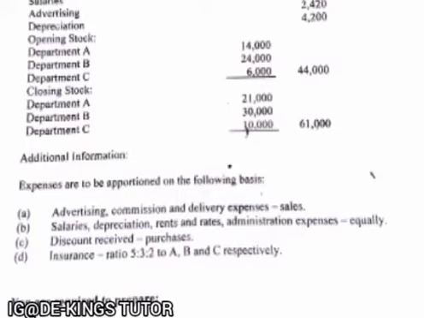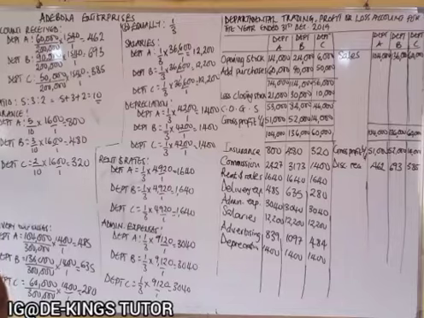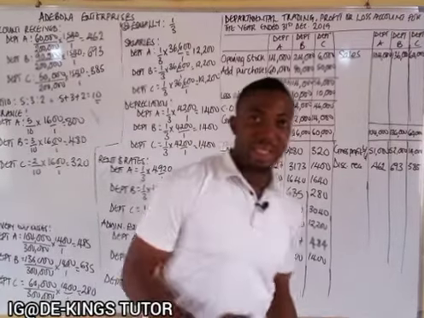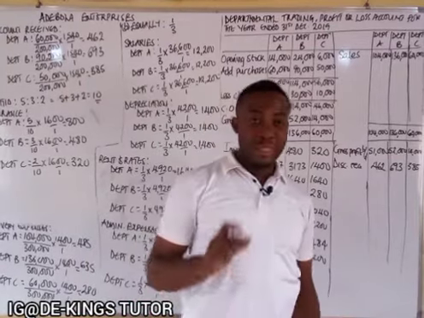So the next one is opening stock. We have recorded. Closing stock, we have recorded. Now let's go to the additional information to check if there's anything there that we've not recorded. Advertising, we've recorded. Commission, we've recorded. Delivery expenses, we've recorded. Salaries, recorded. Depreciation, rent and rates, admin expenses, discount received, and insurance. Okay, so that is how you check it. Because if you don't check it like that, you may miss some item.